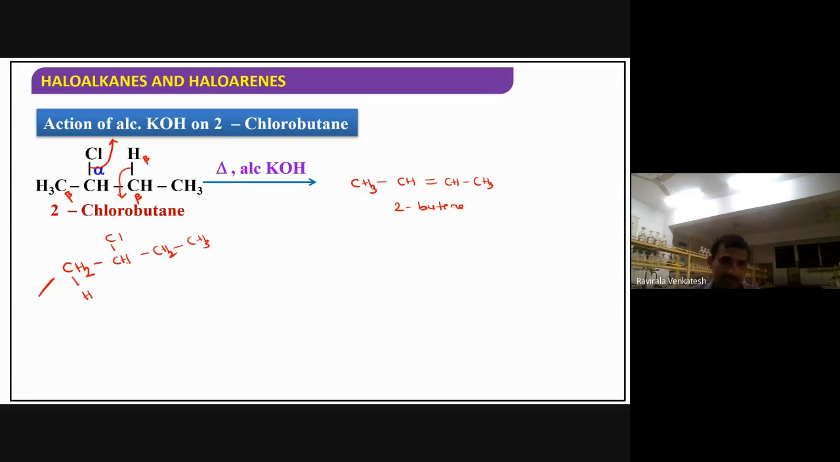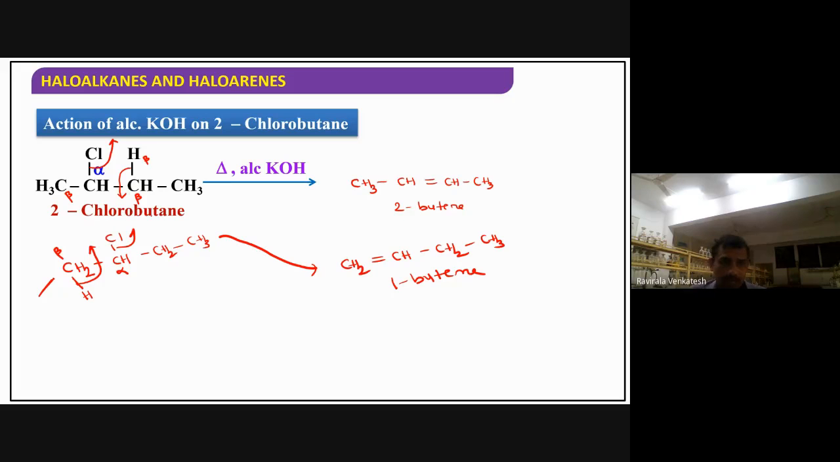Now, if I take it like this, because this is also a beta carbon, alpha carbon, beta carbon, again what product are we going to get here? CH2 double bond CH, CH2, CH3. This is called 1-butene. Now, which is the correct one? Tell me, will 1-butene be the answer or will 2-butene be the answer here?